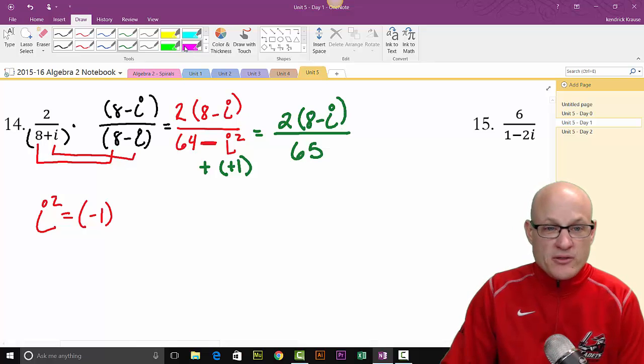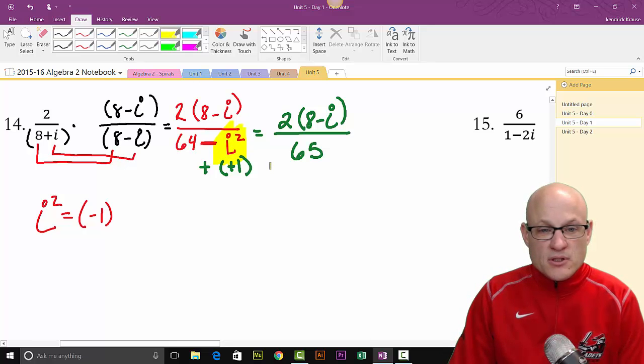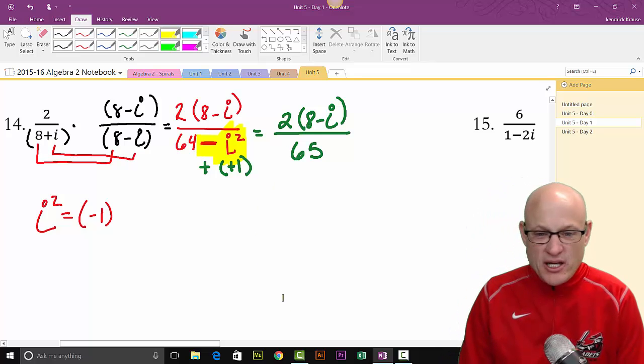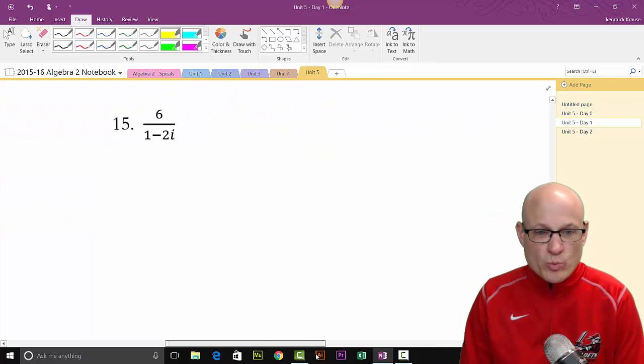Don't forget, this piece right here is key. Many of you are going to forget that it's a minus, then it's an i squared. Just be careful of it.